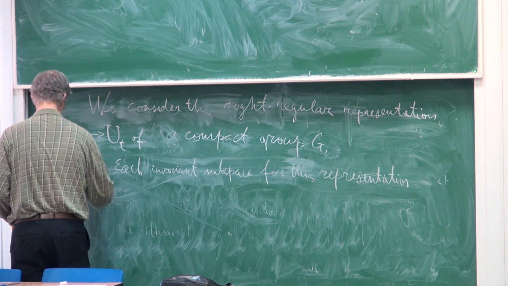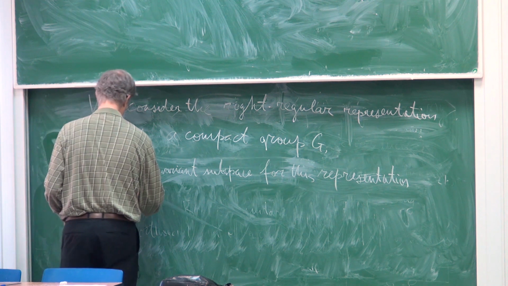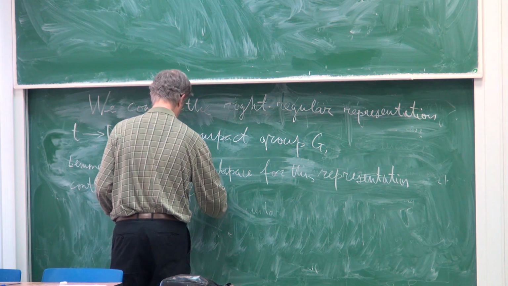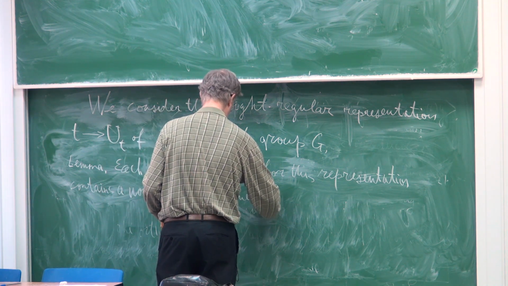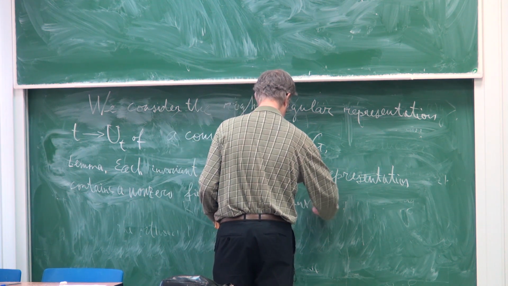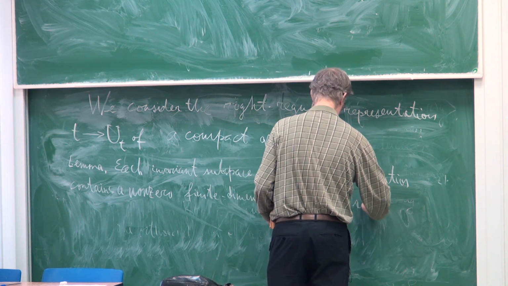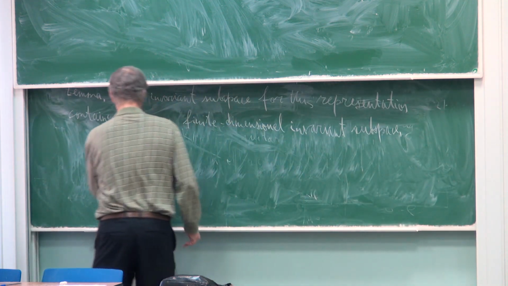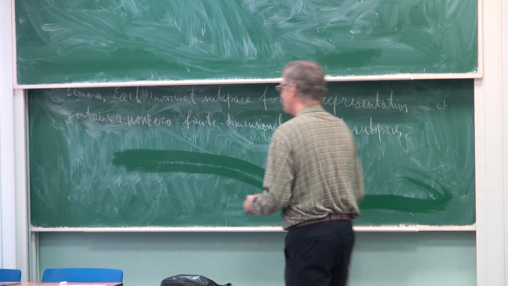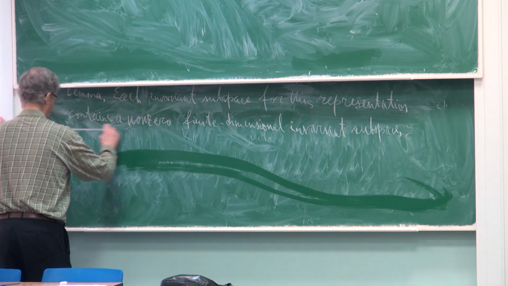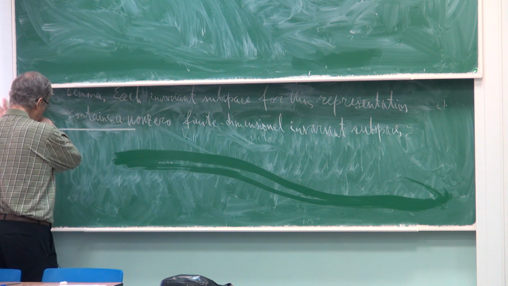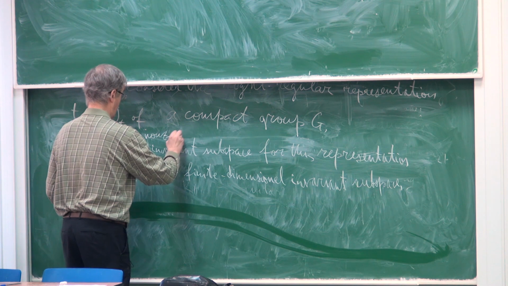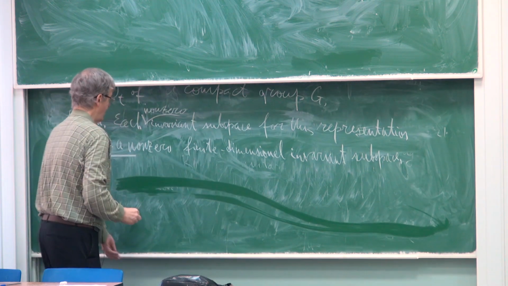contains a non-zero finite dimensional invariant subspace. Why so? This follows from the Peter-Weyl theorem. Okay. Each, again here non-zero, because otherwise it would be incorrect, of course. So, proof.